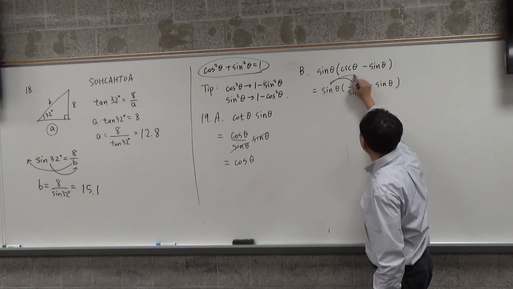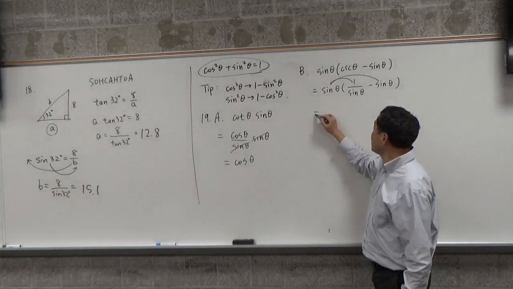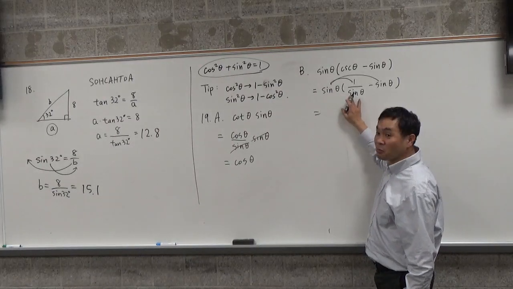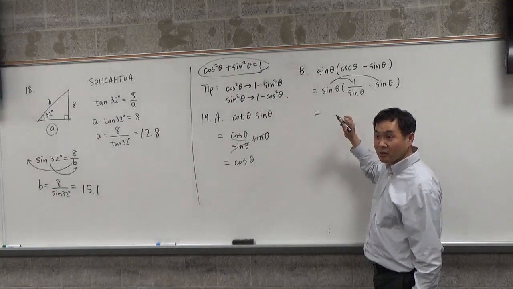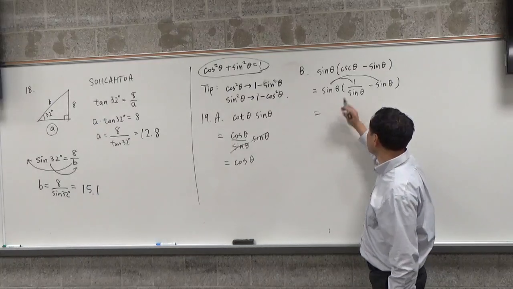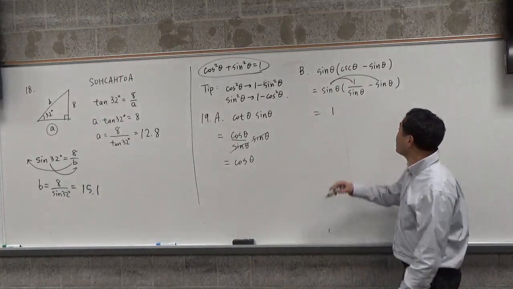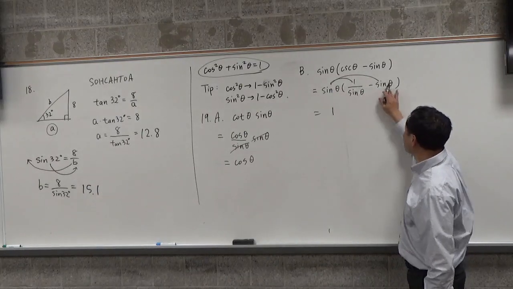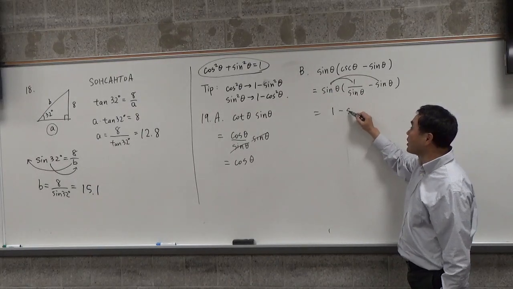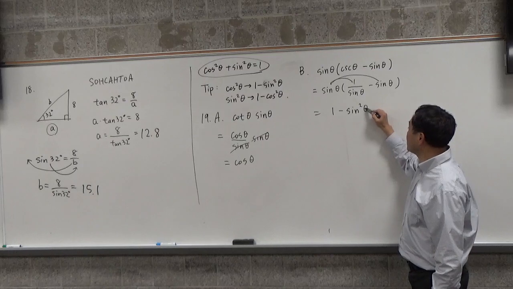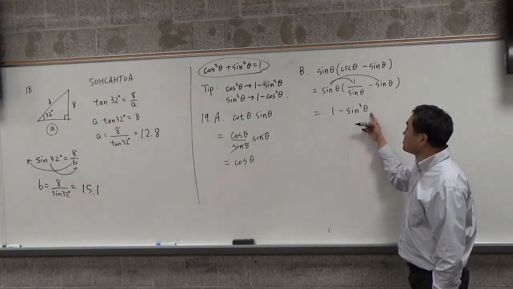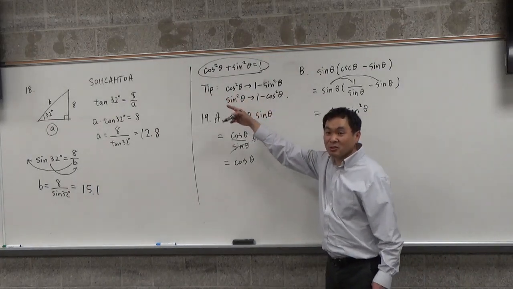Now multiply them, expand, right? And if you multiply anything by its reciprocal, what do you get? 1. You get 1 times 1 over sine gives you 1, right? Then what's negative sine times sine? Negative sine squared. Okay, now you already know the answer. This is the same as cosine squared, right? So that will be the answer.